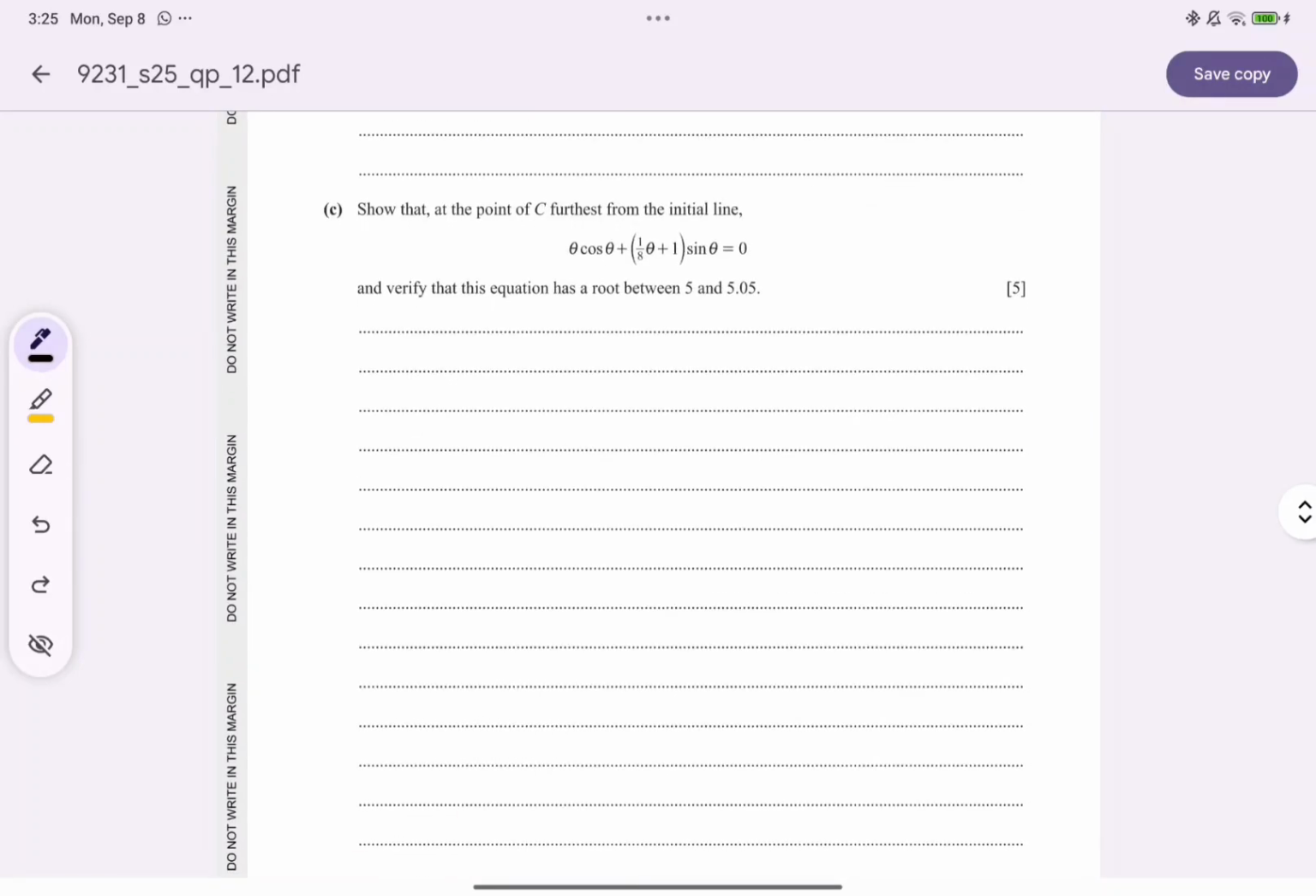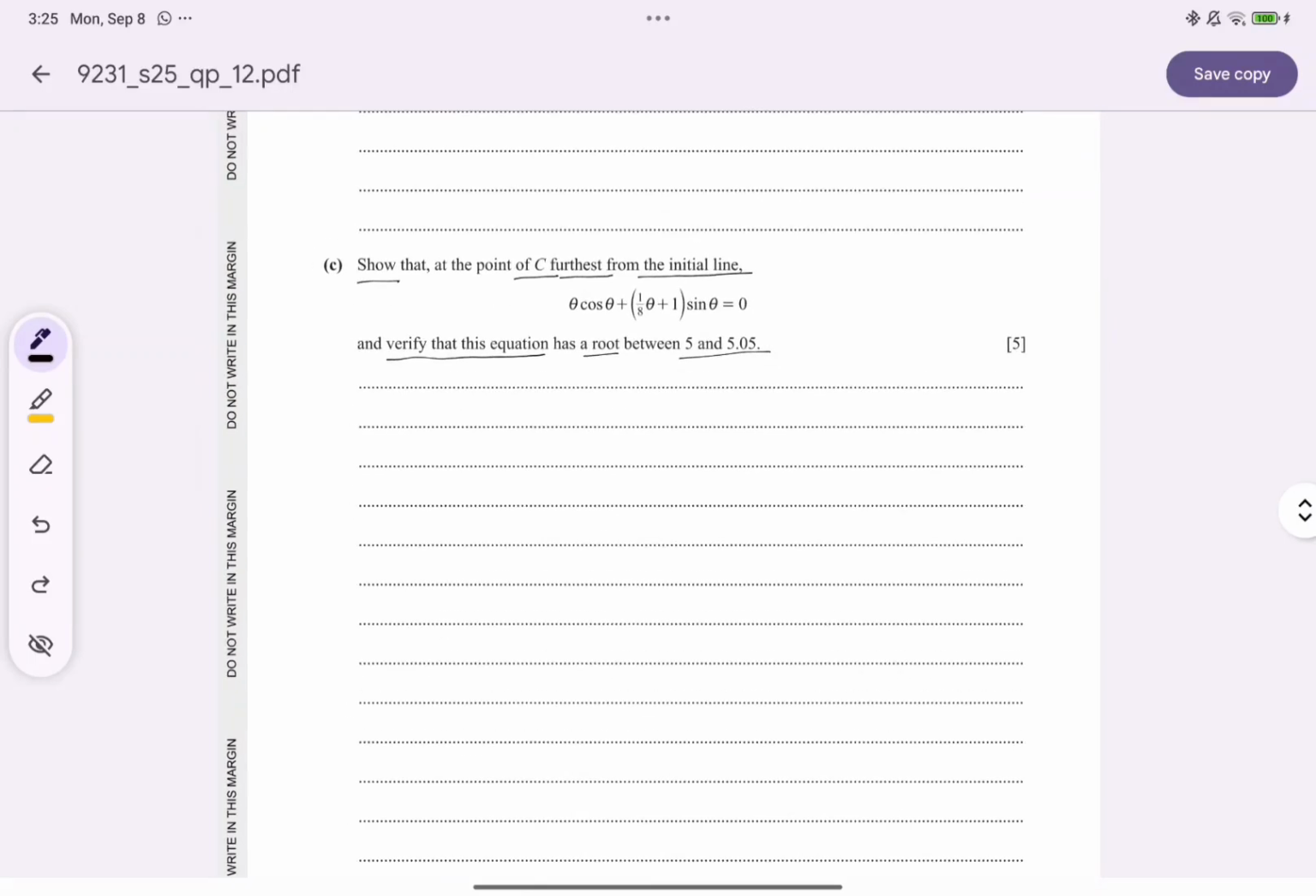Okay, so here we have to show that at the point C furthest from the initial line this expression is valid, and we have to verify that this equation has a root between 5 and 5.05. So this question has two parts. First we have to derive this equation.